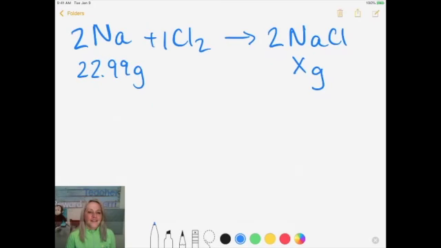For our first reaction, we're going to compare what happens when we start with 22.99 grams of sodium, and we want to find out how many grams of sodium chloride can be produced. Looking at our mole map, we start with grams of substance A, convert to moles of substance A, then go to moles of substance B, and then on to grams of substance B.